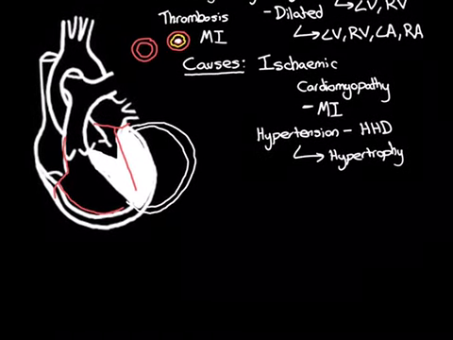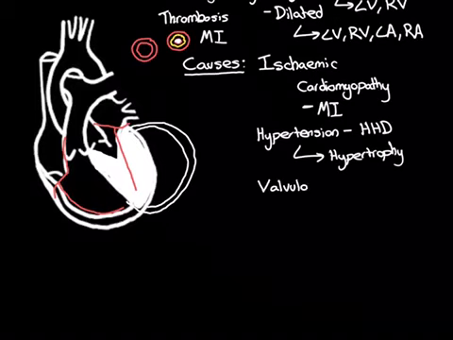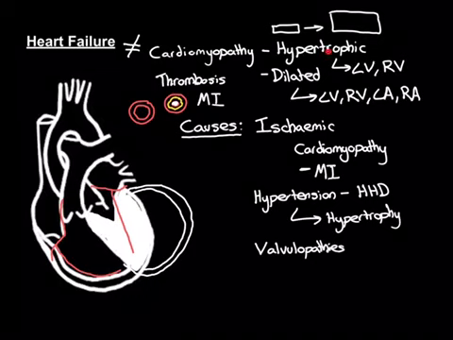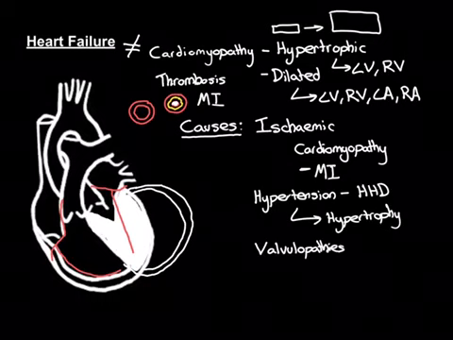Next is the last major one that we're going to discuss, which is that valvulopathies can lead to cardiomyopathies. And this one's more complicated. So these two, I've said nicely, what type of cardiomyopathy they lead to. Ischemic leads to dilated cardiomyopathy, hypertension leads to hypertrophic cardiomyopathy. Valvulopathies, it's much more open. These can lead to either hypertrophic cardiomyopathy or dilated cardiomyopathy, and it's not really easy to predict what is going to happen in each circumstance.